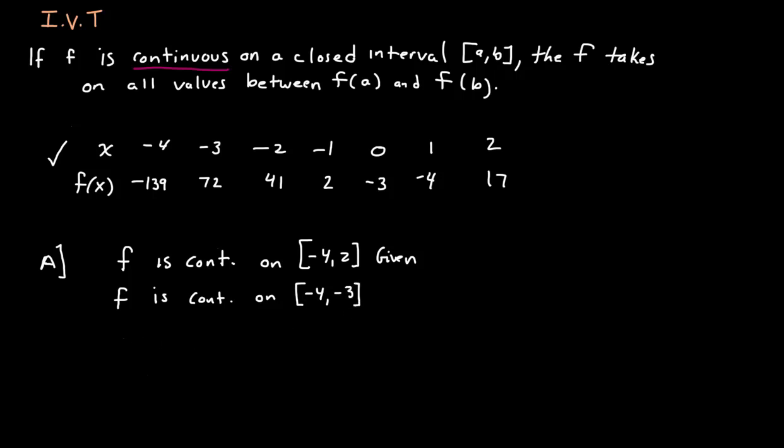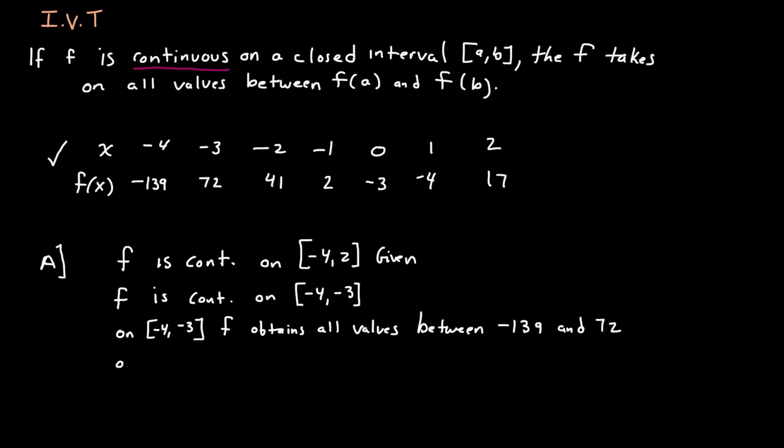And on that interval -4 to -3, f goes from -139 to 72, where we say f obtains all values between -139 and 72. And so on this interval, -4 to -3, f must equal -120 at least one time.